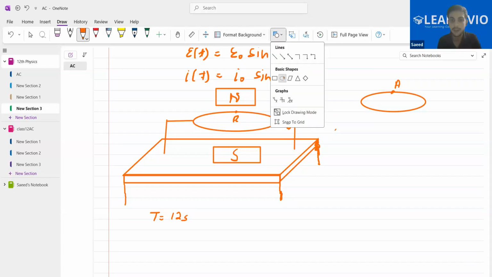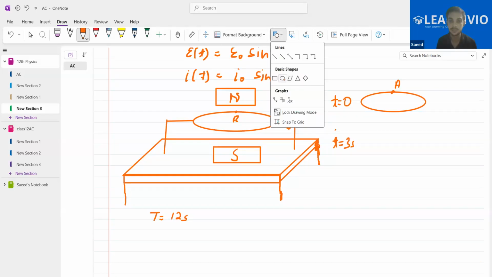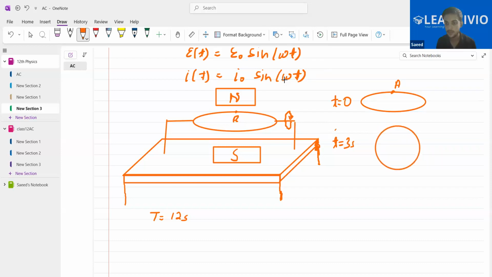How many degrees does it require to complete one rotation? 360 degrees are required to complete the rotation. That means if this loop completes a 360-degree rotation, point A will come to its initial position. So can you imagine what the position will be after, let us assume this is at t equals 0, after t equals 3 seconds? Can you imagine how the loop will look?